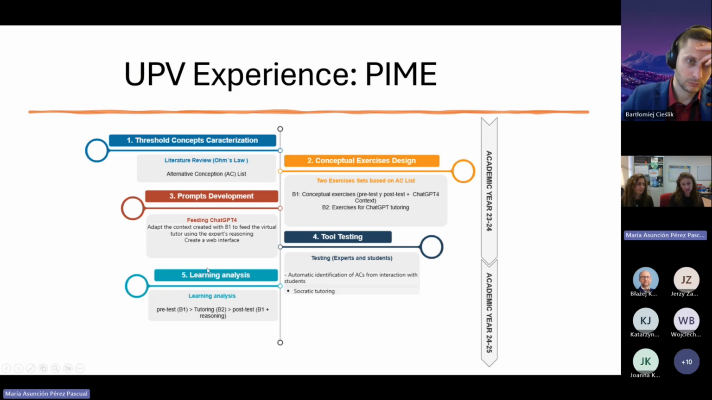This year, we are going to do a pre-test, a conceptual test, at the beginning of the course. Then students will be able to work with the virtual tutor, and at the end of the semester, they perform the post-test again in order to compare the initial performance and the final performance. So we are now at this point.